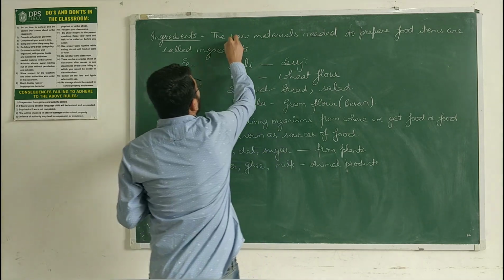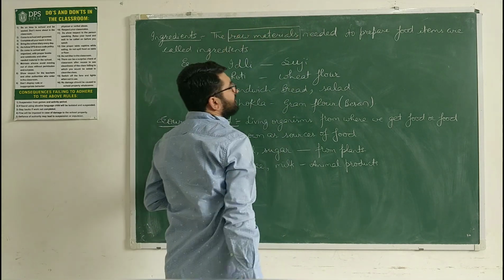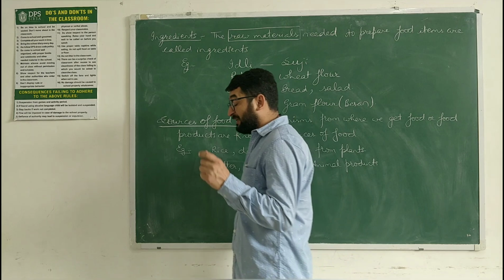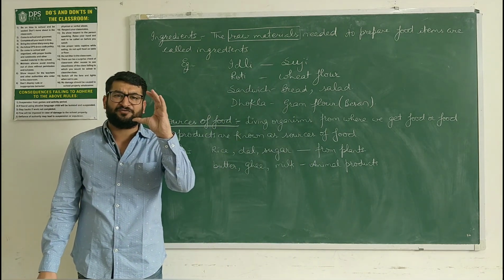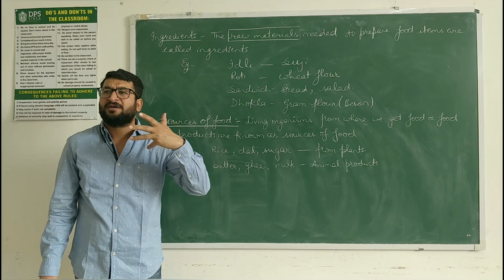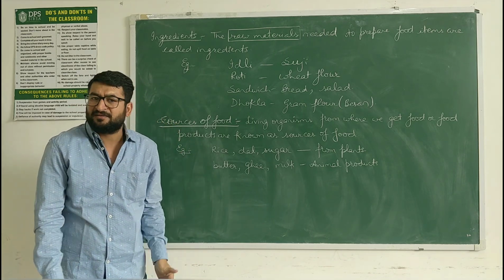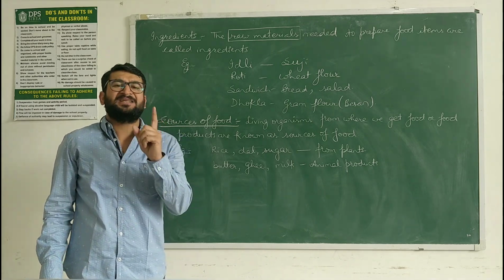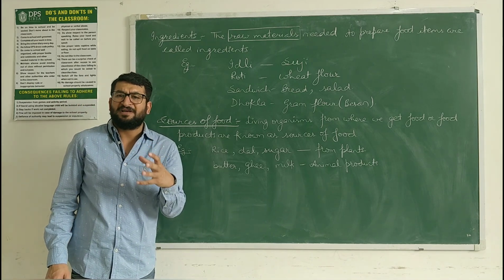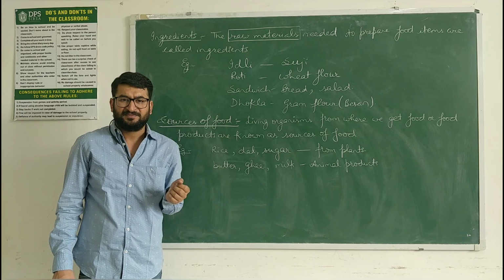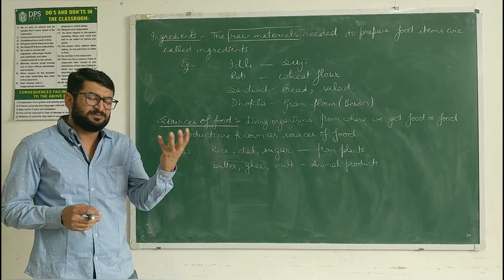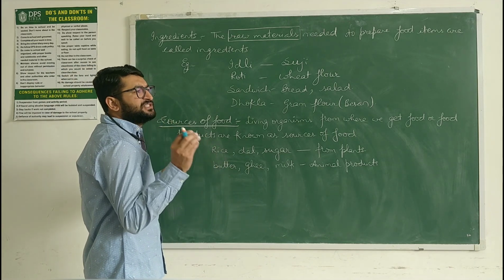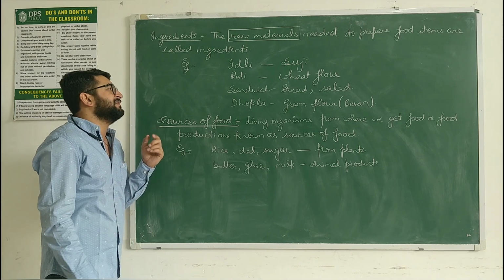So the various raw materials, kacha maal, needed to prepare food are known as ingredients. You must have seen the various ingredients written behind the packet of your chips or whatever items you purchase from the market. The ingredients are written along with their nutritional value, which is given in kilocalories. So these are the ingredients that substance is made of. The raw materials which we require to form food items are referred to as ingredients.